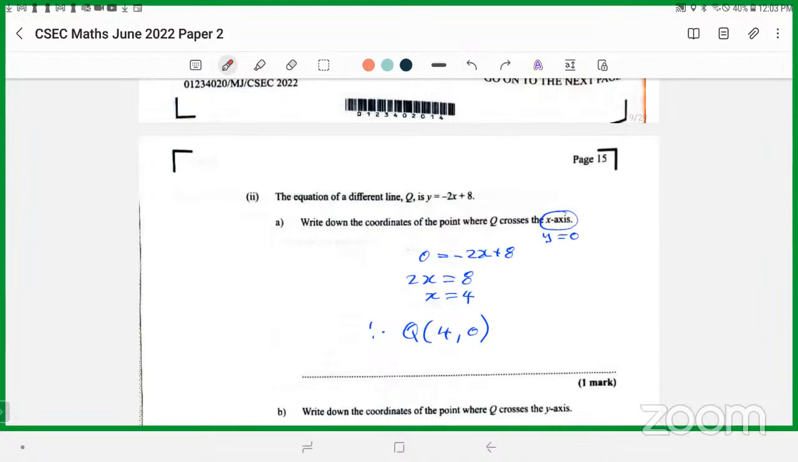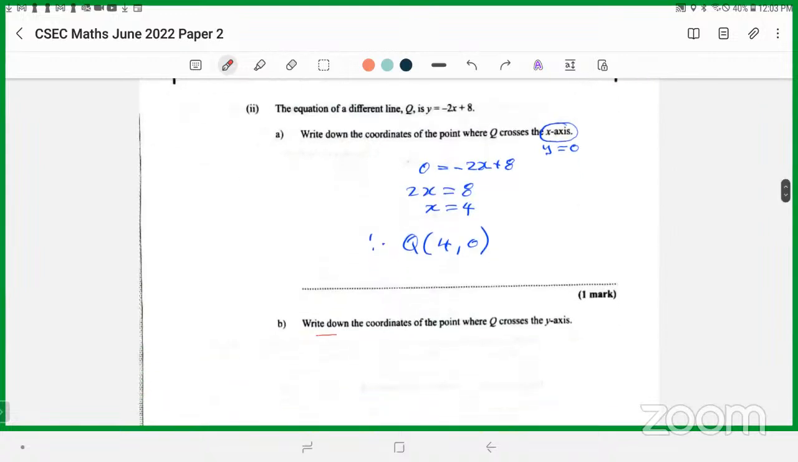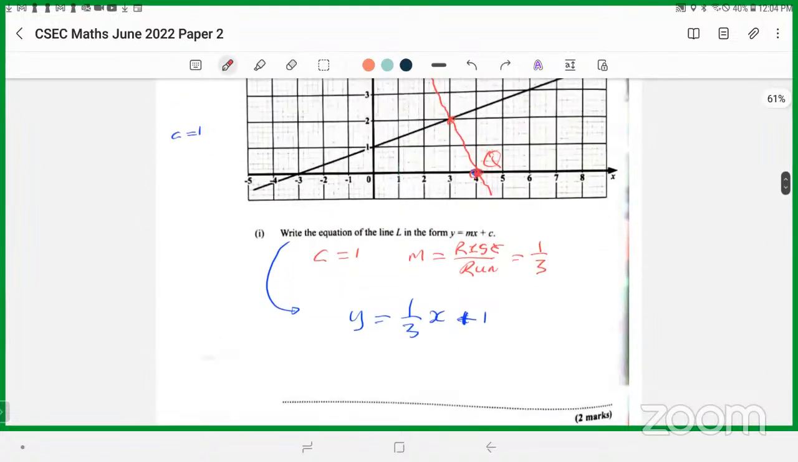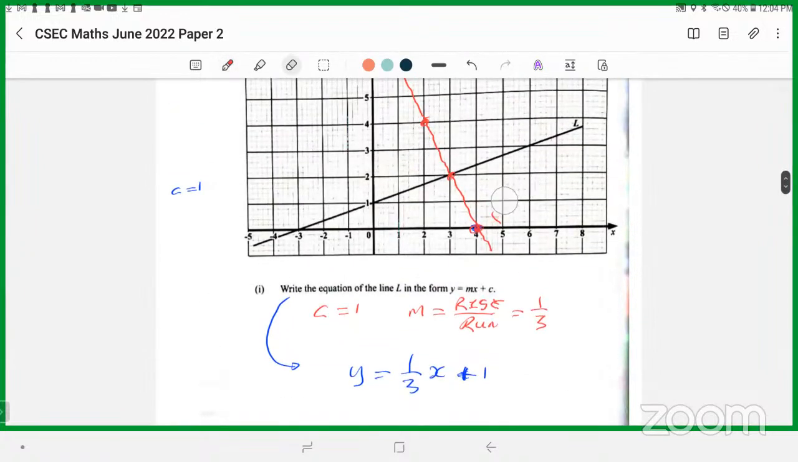Everybody okay? Yes, sir. And this question gives us an easy thing. Now it says, write down the coordinates of the point where the line Q crosses the y-axis. Oh, sorry, the line is Q, not the point. So let me go back up here. The line is Q, not the point. The line is line Q.